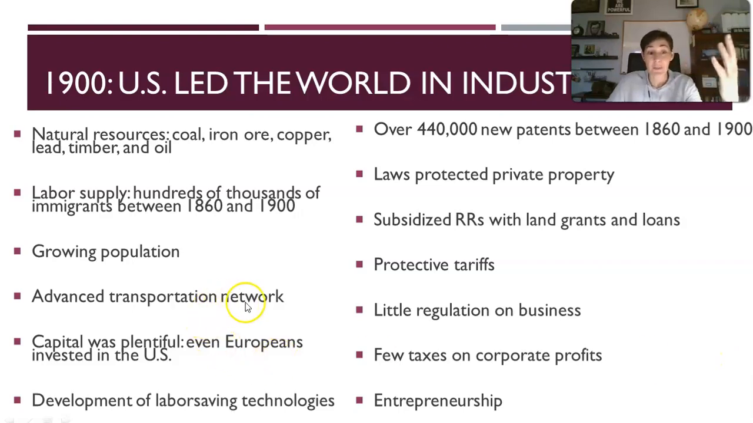We had an advanced transportation network, lots of capital, development of labor-saving technologies like the assembly line, hundreds of thousands of new patents, laws that protected private property. We've got subsidized railroads, a protective tariff, very little regulation on business, few taxes on corporate profits, and a lot of entrepreneurship. So this is a big reason why we led the world in industry at the turn of the century.